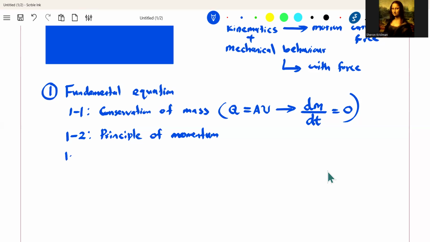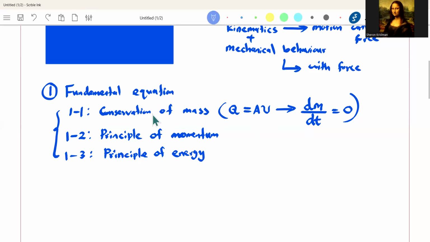Then the third one, the principle of energy through the thermodynamics principle, right? Principle of energy. So here we use energy balance, entropy. Those types of things we will apply here. So by using these three laws, these are the three fundamental laws, right? For any physics problem, if you develop the fundamental equation for that physics problem, these three must be satisfied. Okay. So by using these three universal laws, we develop the fundamental equations.